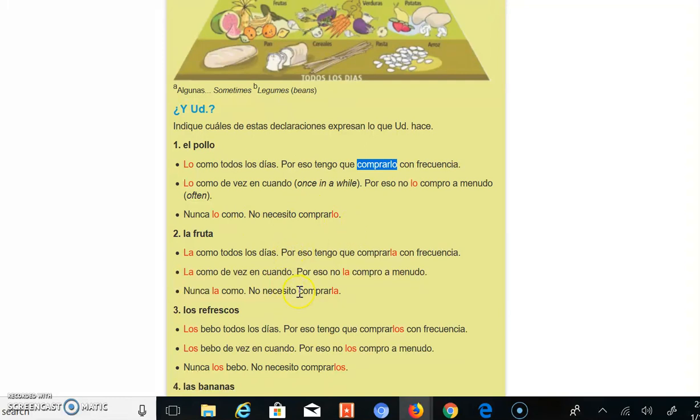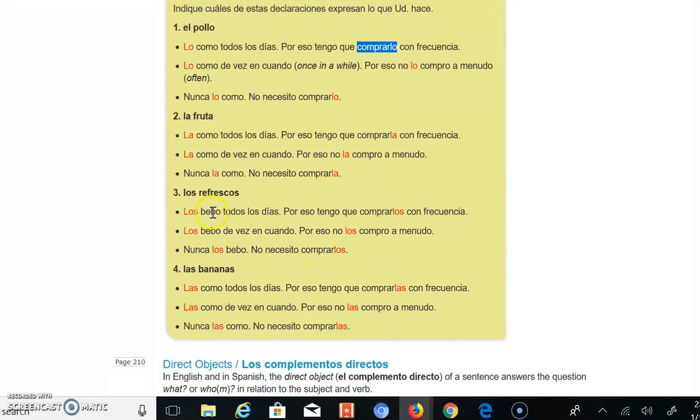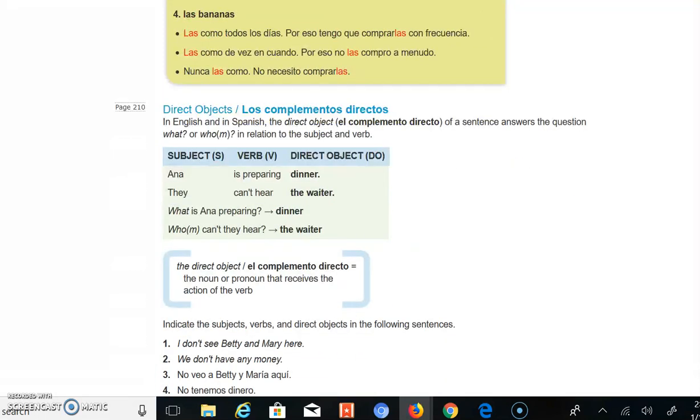La for feminine singular nouns, los for masculine plural nouns like los refrescos. It would go either before the conjugated verb or attached to the infinitive, like here. And las for a feminine plural noun. Las, referring to the bananas, las bananas, las como todos los días. Tengo que comprarlas con frecuencia. Comprarlas, there you have the las attached to an infinitive. And also it can be attached to a command.